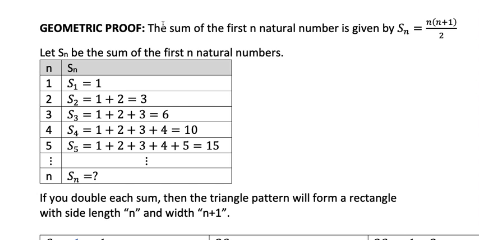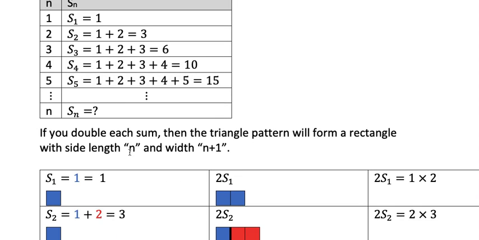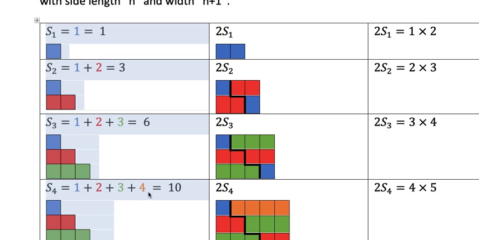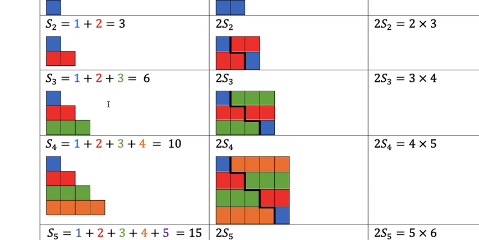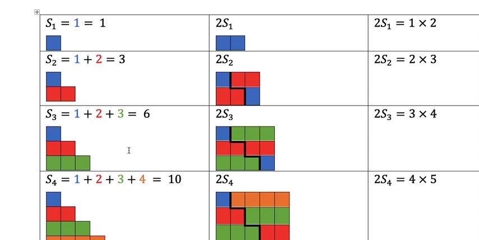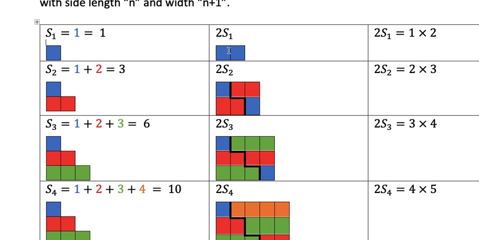Next. Geometric proof. So same thing that we're trying to prove, but let's take a look at this technique, and I think this is very clever. If you double each sum, then the triangle pattern will form a rectangle with side length n and width n plus 1. So here's 1, and what we're doing is look at this left column first. All we're doing is showing that this is forming a triangle pattern, and we're adding consecutive numbers. Okay? Now if we double this pattern and put them side by side, this will form a rectangle where this is technically length 1 and 2, so that's n and n plus 1.